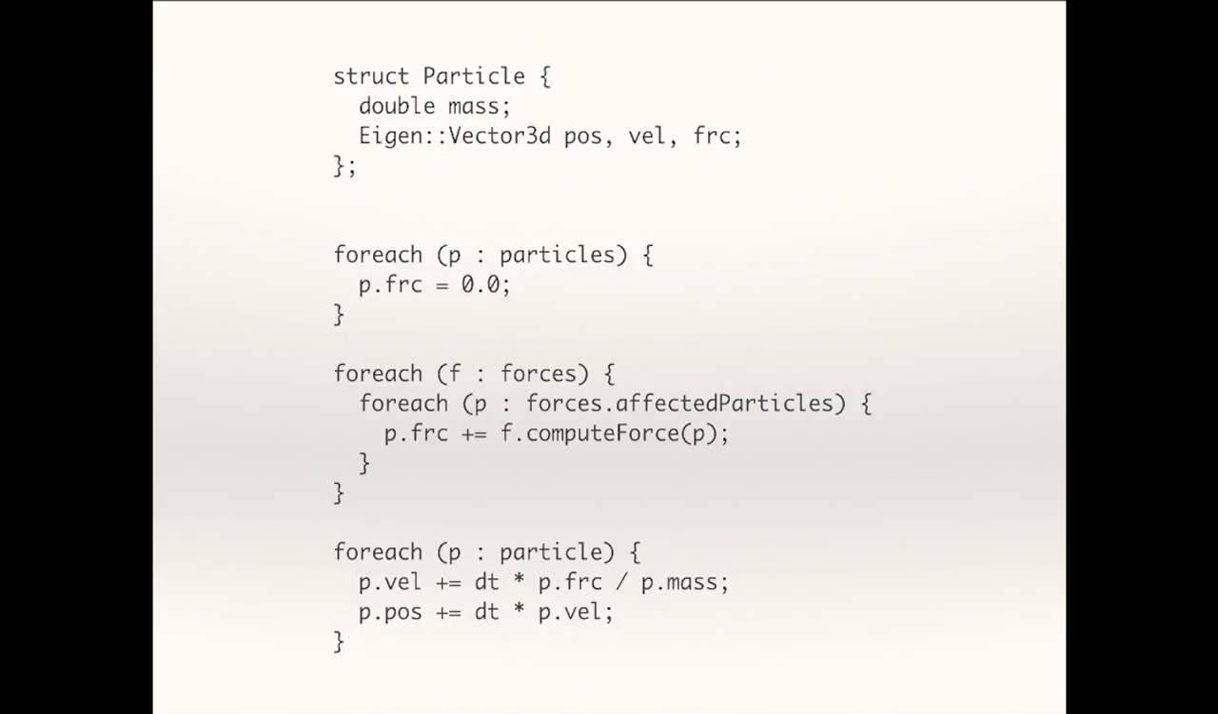Here we have a structure for our particle class. It's relatively simple. We have a mass, a position, a velocity, and then a force accumulator. We'll loop over all of the particles, zeroing out their force accumulators. Then we'll loop over all the forces, and for each particle that force touches, we'll update its force accumulator. And then we'll loop over all the particles again, updating them with an Euler step. So we just update the velocity by the time step times the force divided by the mass, and we update the position by the time step times the velocity.